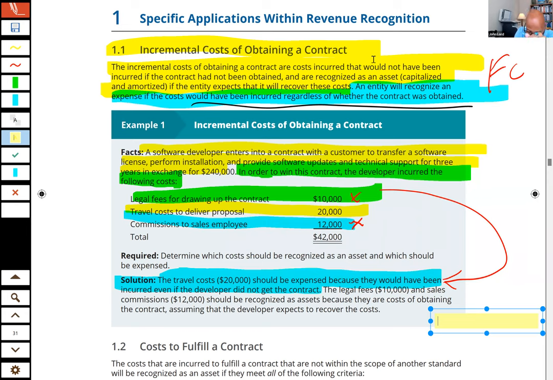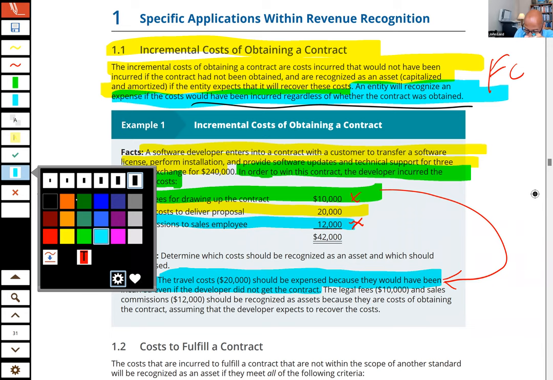I guess they want me to do something else there that I don't want to do. So let me just use this one and turn this yellow.